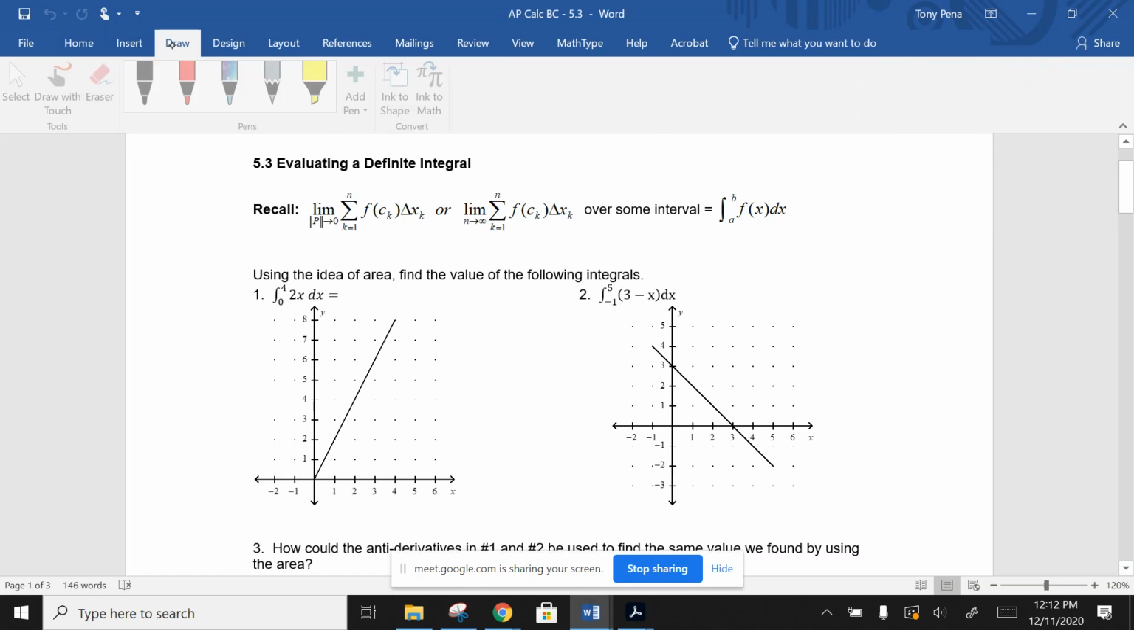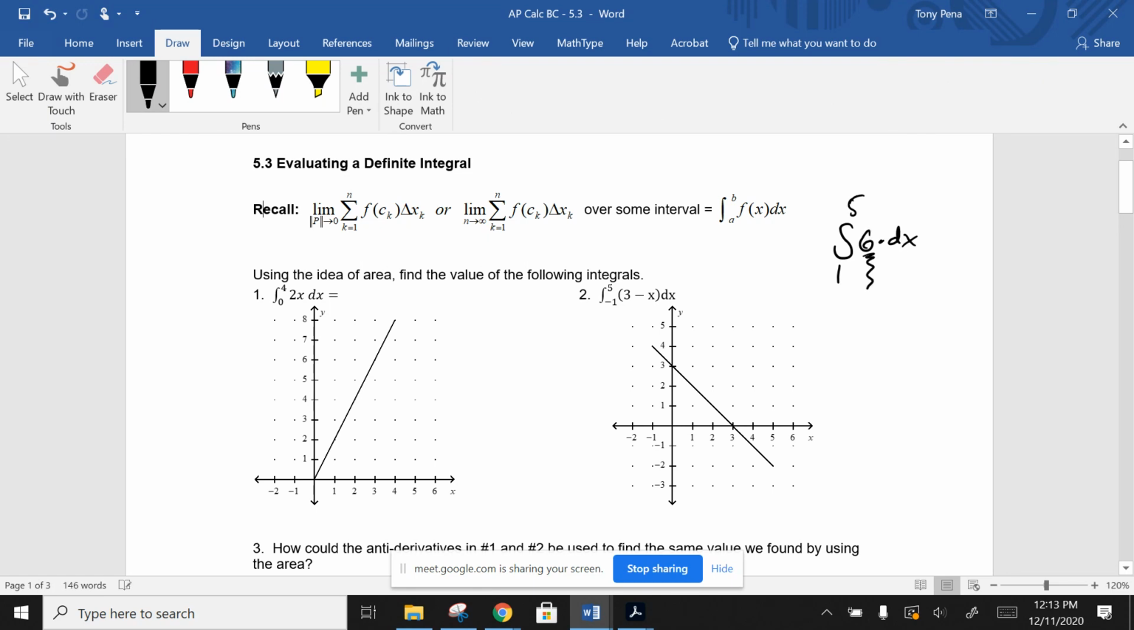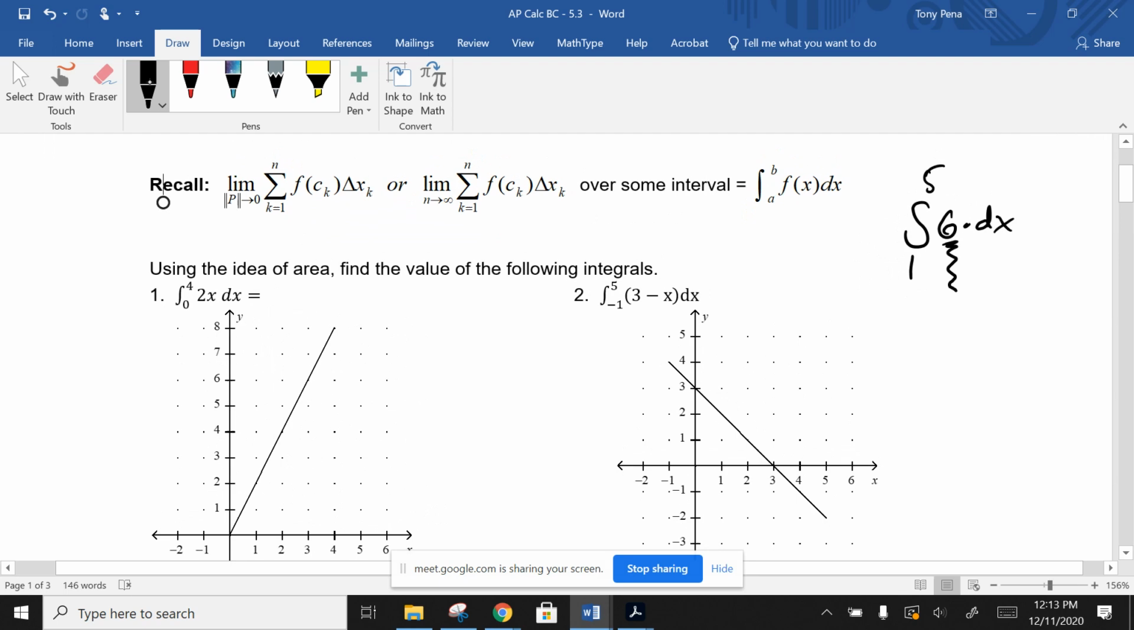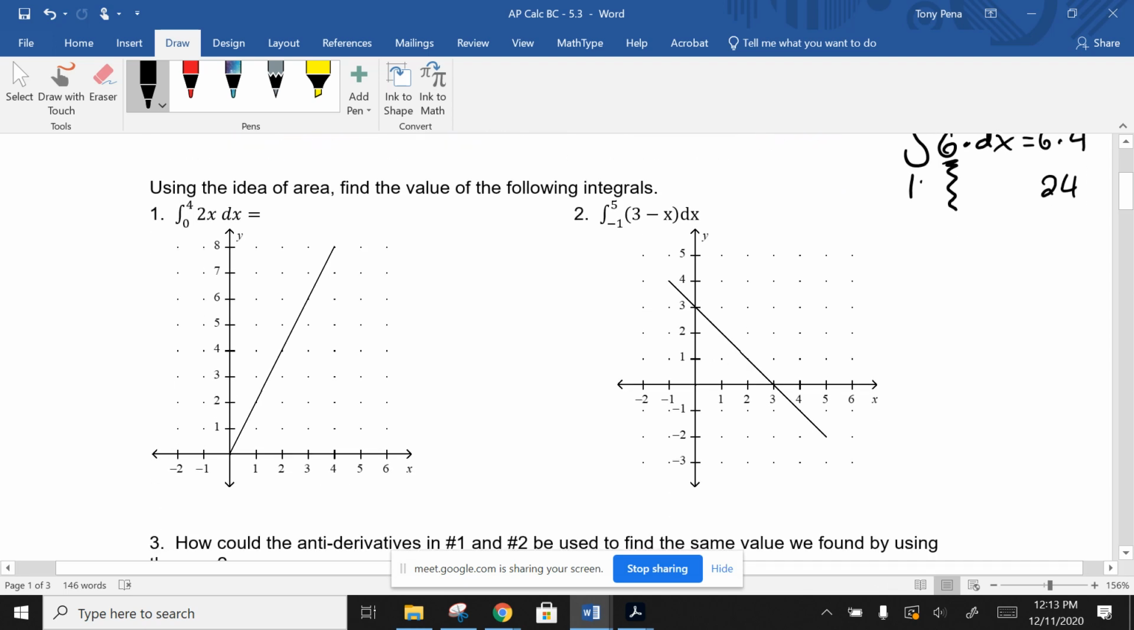The first route is if I gave you something like this from 1 to 5, and I gave you 6 times dx, where you just had a constant. You could take that constant, multiply it by the change in x, which between 1 and 5 is 4, and this would have a value of 20. So if you ever come across that, which you will at some point, we can still just do it with that product. The other way that we have done it is using the idea of an area.